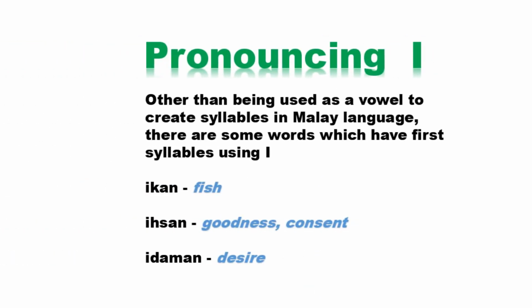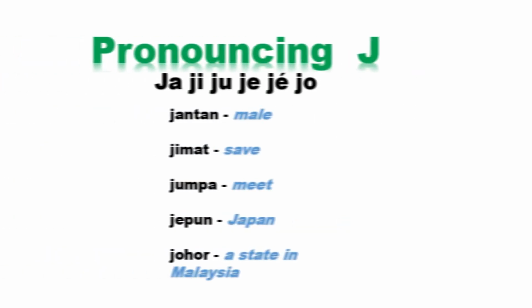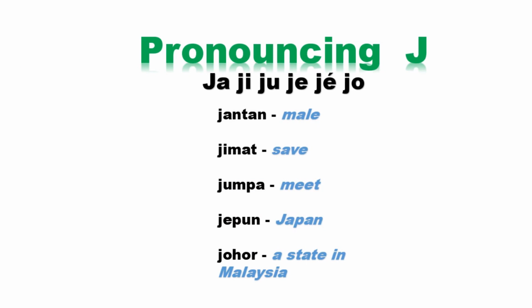Pronouncing I. Other than being used as a vowel to create syllables in Malay language, there are some words which have first syllables using I. Ikan, ihsan, idaman. Pronouncing J. For J, ja, ji, ju, je, je, jo. Jantan, jimat, jumpa, Jepun, Johor.